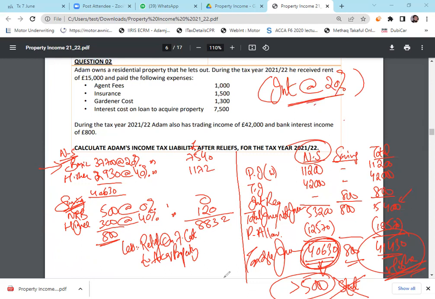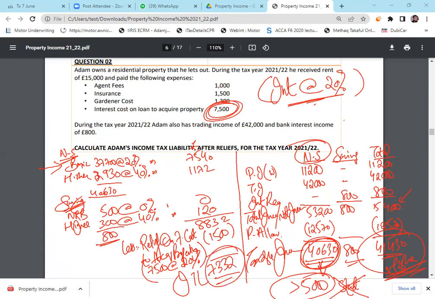This is the formula. Interest payment is how much? 7,500. 20% is fixed and it will remain fixed, no change. So what is 20% of 7,500? 1,500. The 1,500 will be deducted from 8,832 and the answer will be income tax liability. One second. 8,832 we learned earlier.